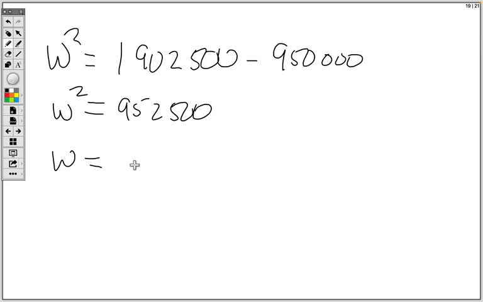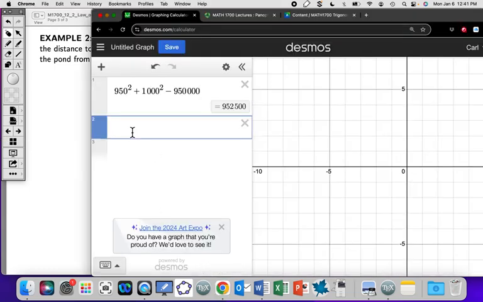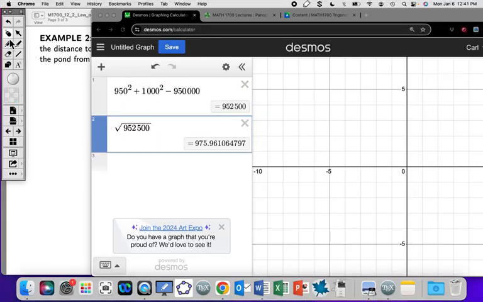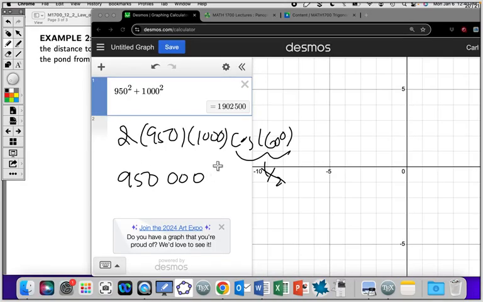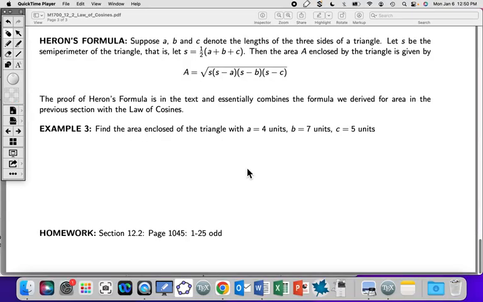W is the width of this lake, so I'm only concerned with the positive square root of this. So 975.96 if I round to the nearest hundredth of a mile. 975.96 miles.